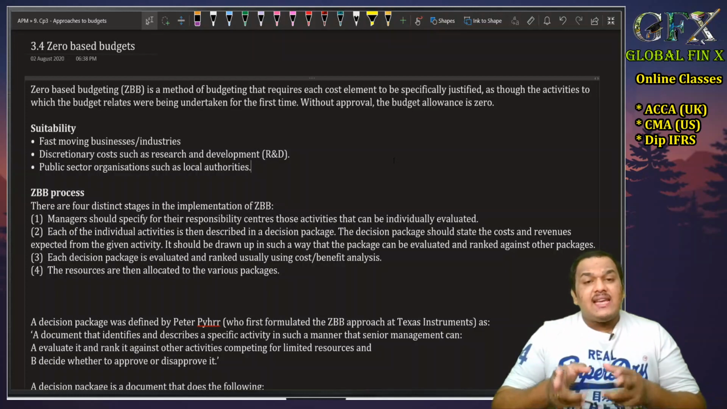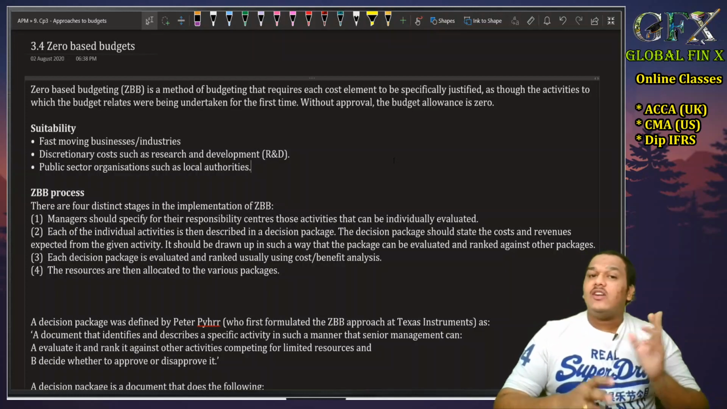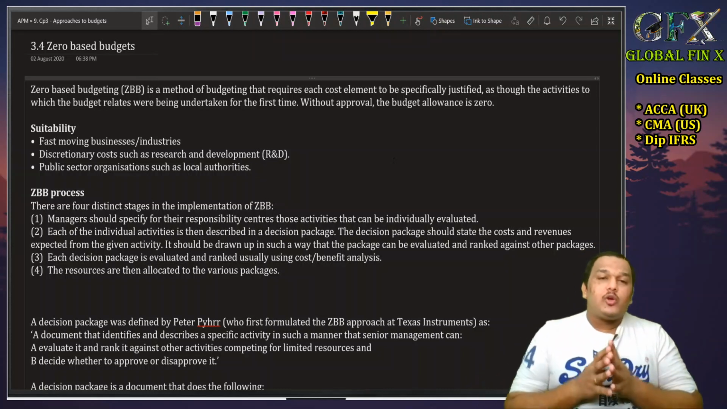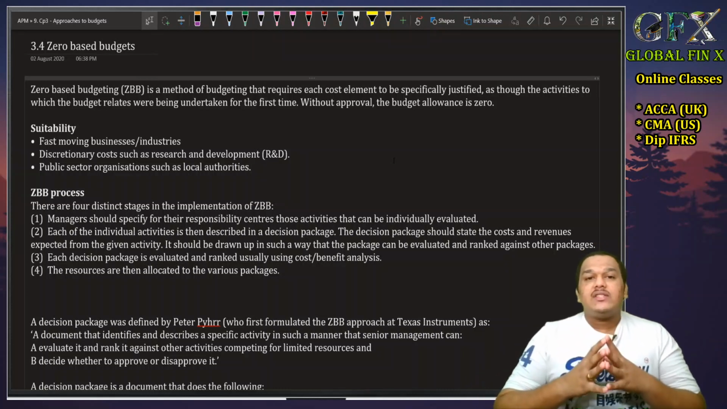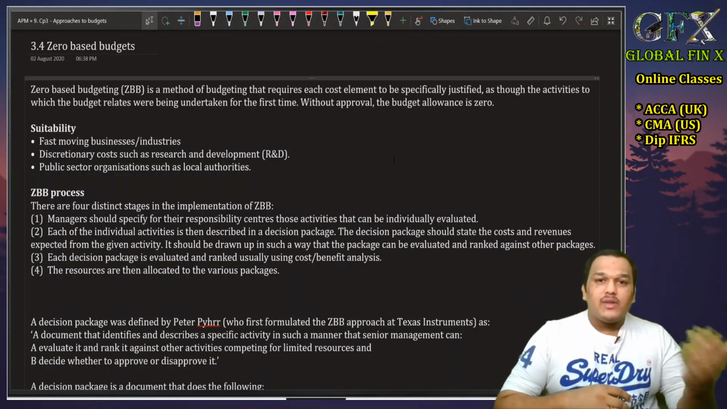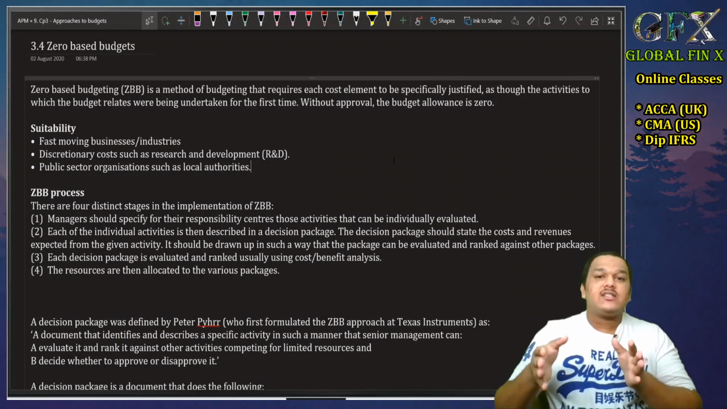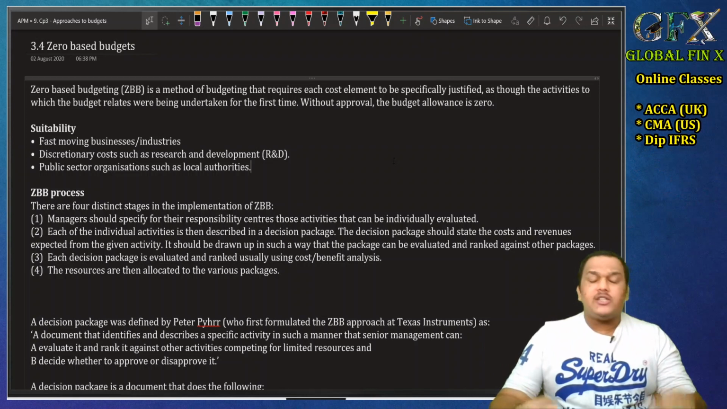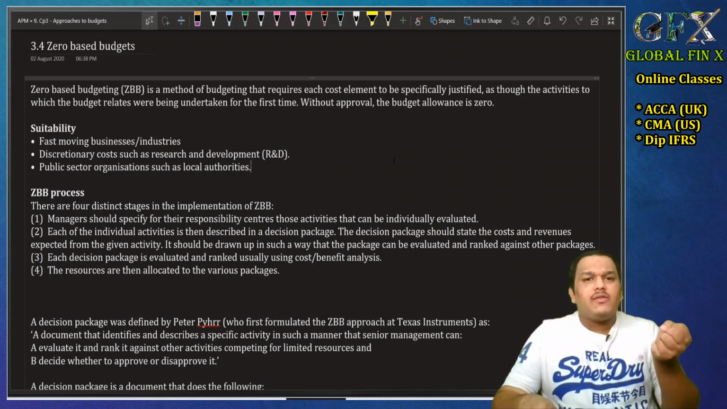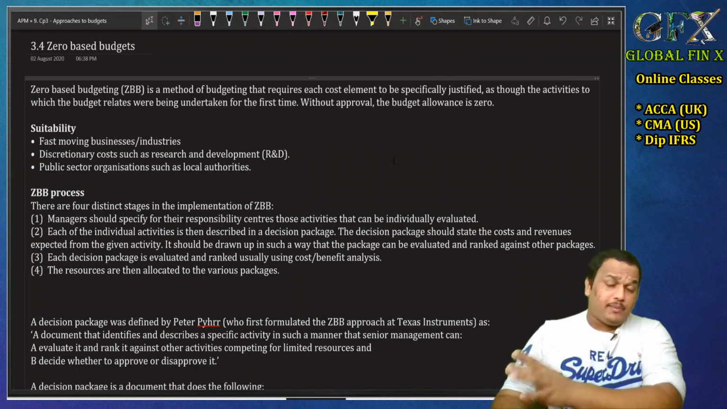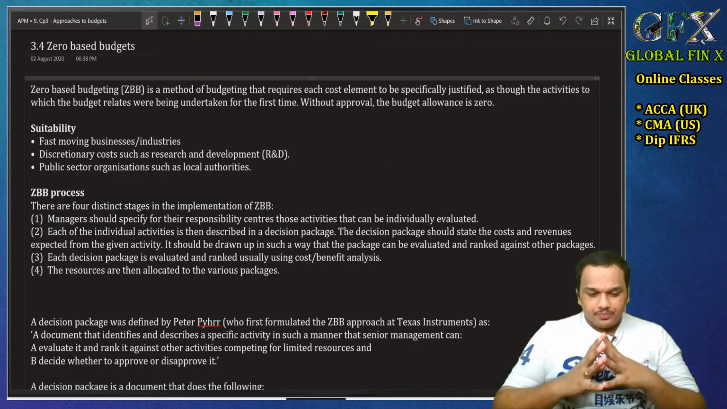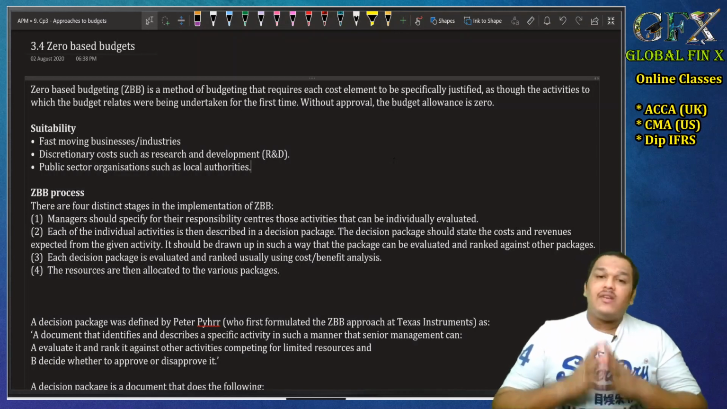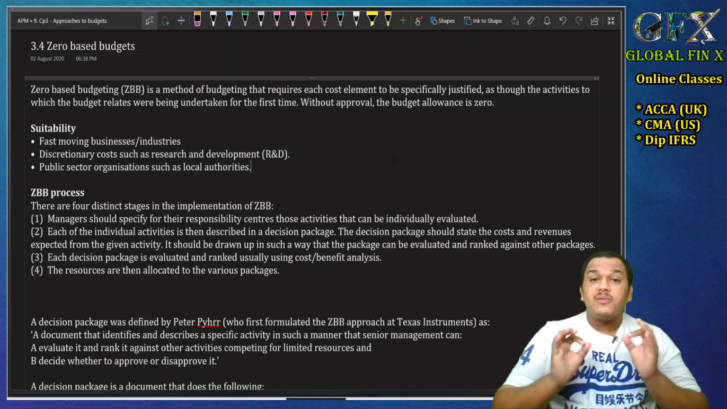It is exactly opposite to what we have learned in incremental budgeting. In the previous lecture, we discussed incremental budgeting, where we said that we take the budget of the previous period and adjust it for inflation and other changes to identify the current period budget, or we take the previous period's actual figures and prepare the budget for the current period. But under zero-based budgeting, we always start the process of budgeting from zero.